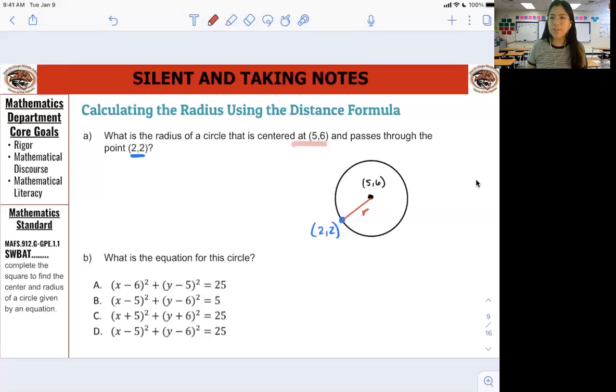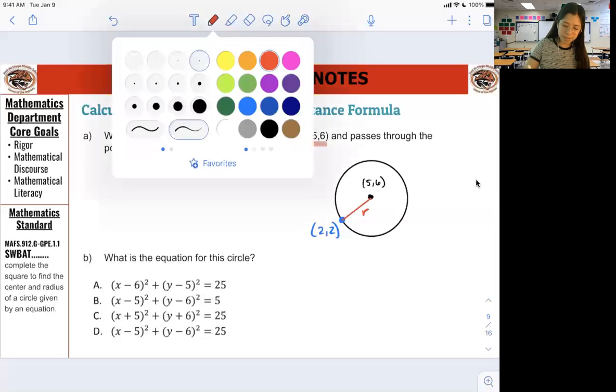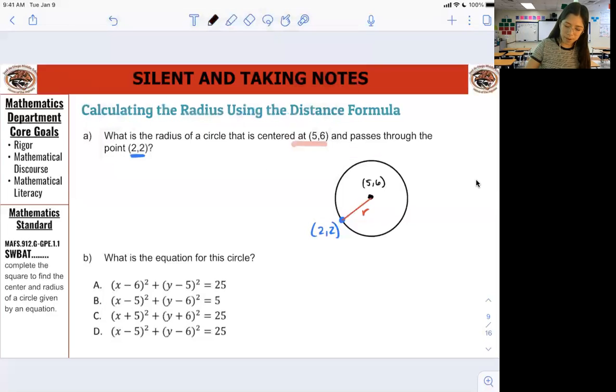Where's Rios? Rios just left. What happened? This is his favorite part of everything. He loves the distance formula. He always wants to use the distance formula every time.